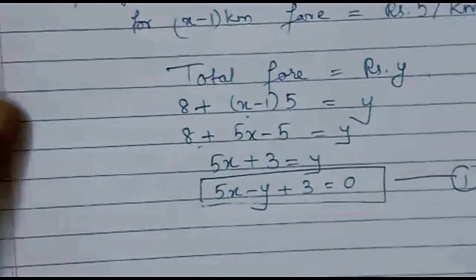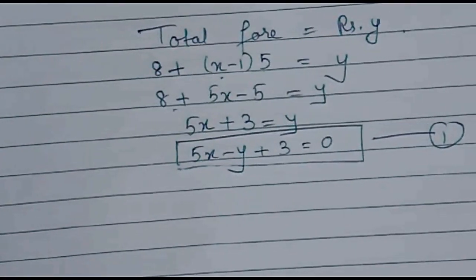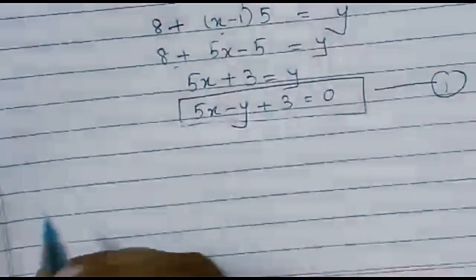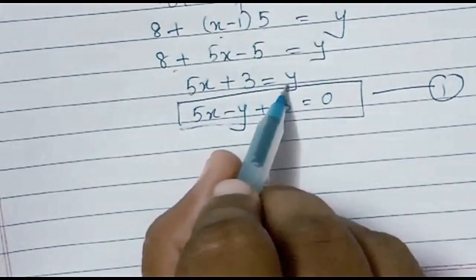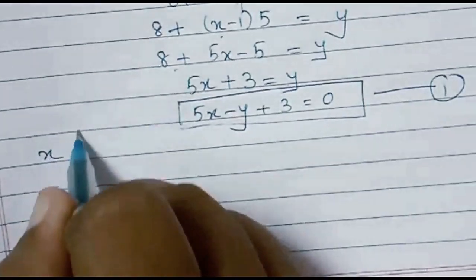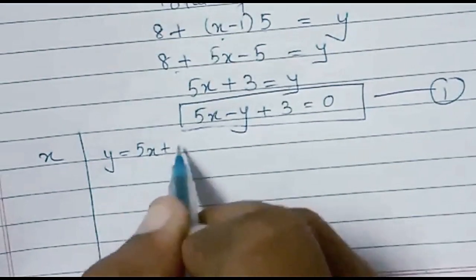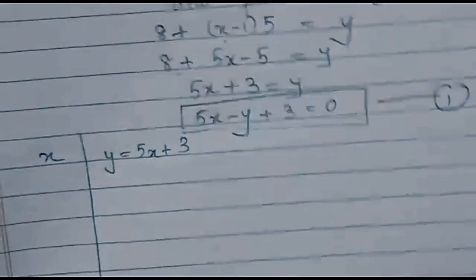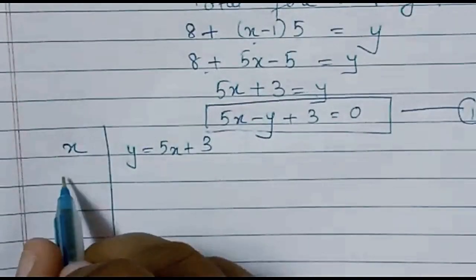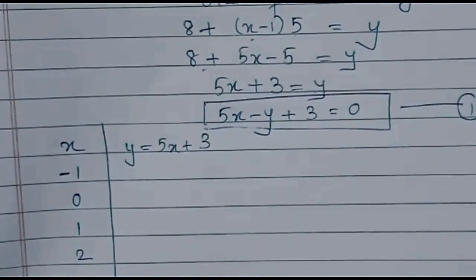So the question was to derive a linear equation, and we have derived it. But the second part is we need to draw the graph for it. Okay. So first of all, let us draw a table. So directly we can put y is equal to 5x plus 3. So let us make columns x and y is equal to 5x plus 3. You can take any value of x. Suppose I take the value of x as minus 1, 0, 1, 2. It is up to you.